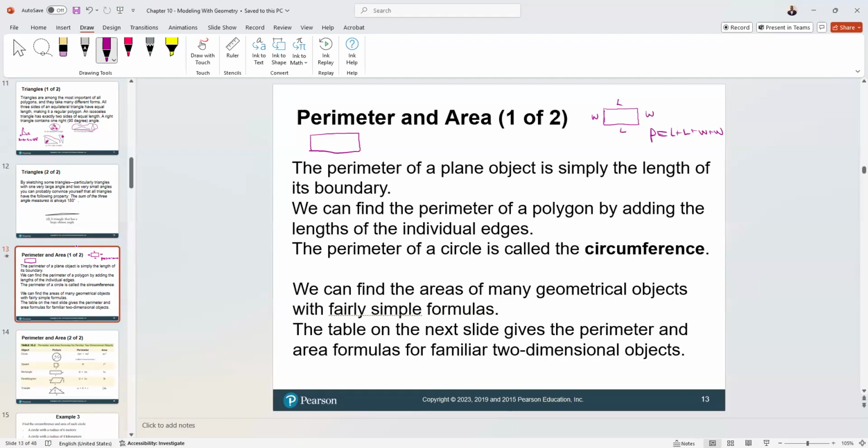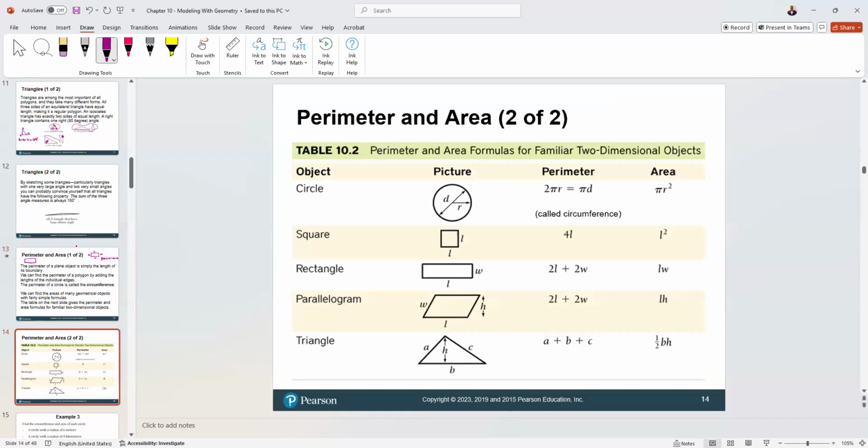Because when we talk about the area, if I have a yard, to build a fence around that yard, I need the perimeter. But if I want to put grass on that yard, I need the area. So area is very important. It's like if you want to put rugs in your bedroom, you need the area. So we have some shapes and formulas, perimeter and area formulas, for familiar two-dimensional shapes.